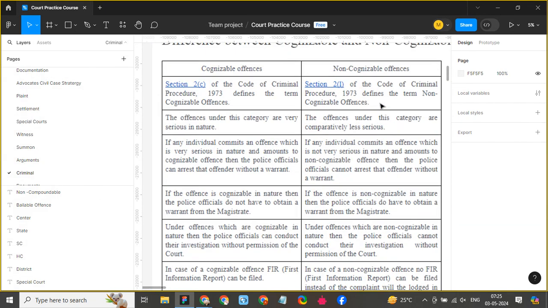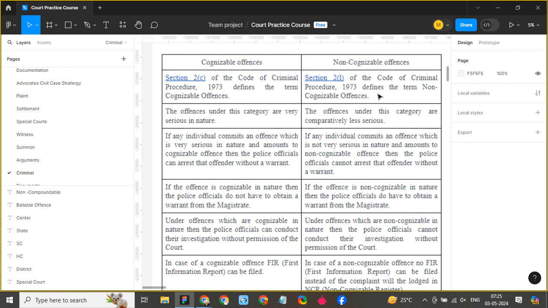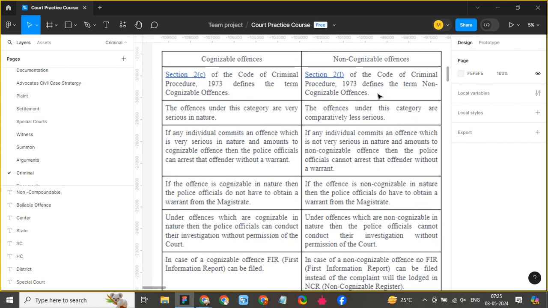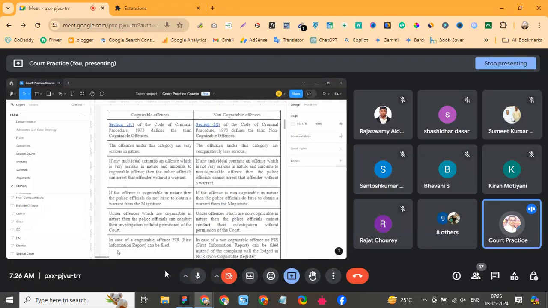And just opposite to this, non-cognizable offenses are comparatively non-serious in nature. The police should take prior permission from the court for the arrest of any person, even the accused or the witness or any kind of person in this particular case.